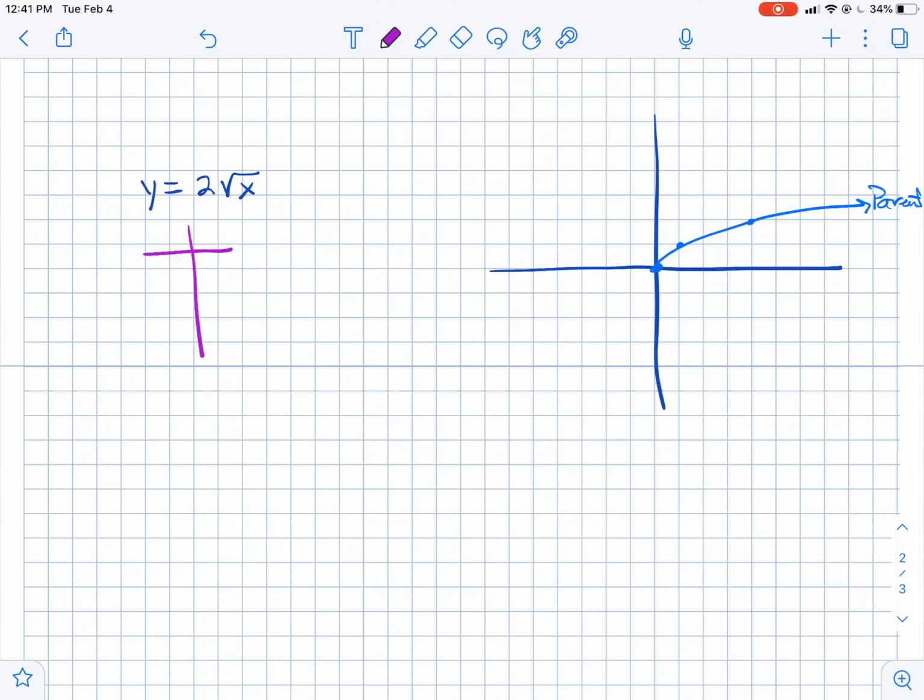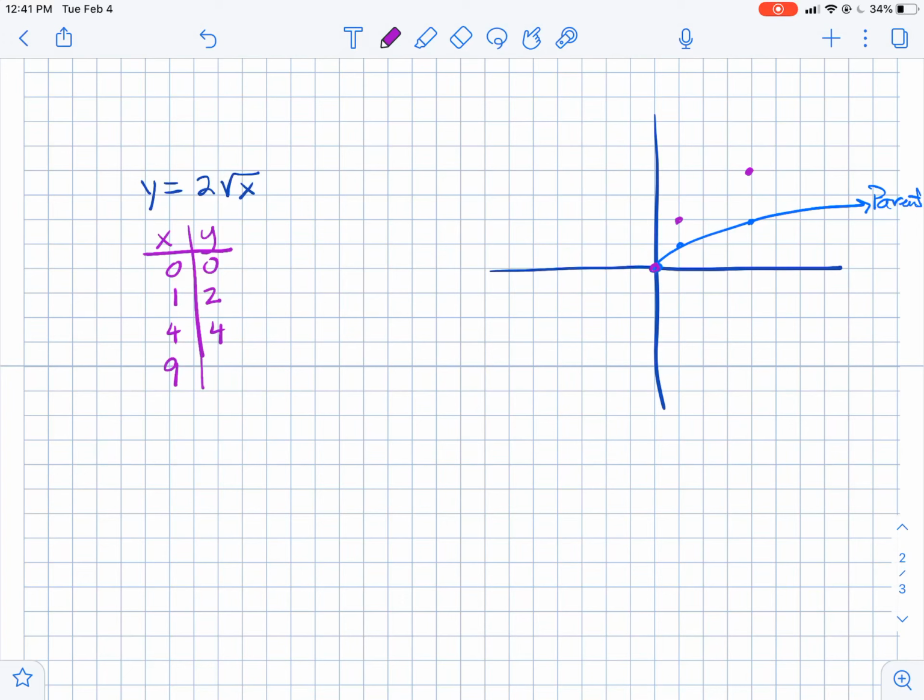And let's just see what happens when I do times 2. So I'm going to just do me a t-table. It is the easiest here. So if I have the square root of 0, it's 0. Times 2 is still 0. So I did not move it off of the origin. I have 1. Square root of 1 is 1. Times 2 is 2. So I'm at 1, 2. 4. Square root of 4 is 2. 2 times 2 is 4. I'm at 4, 4.